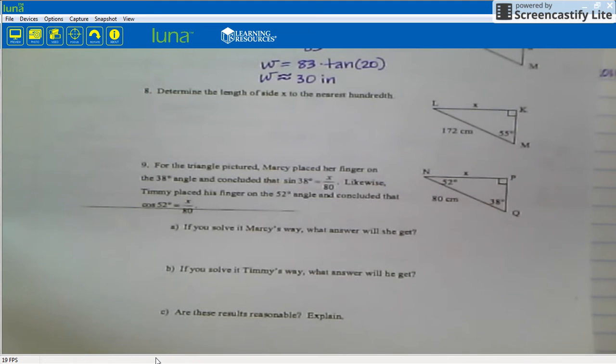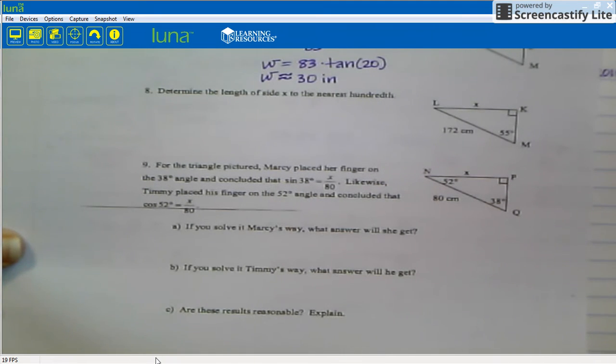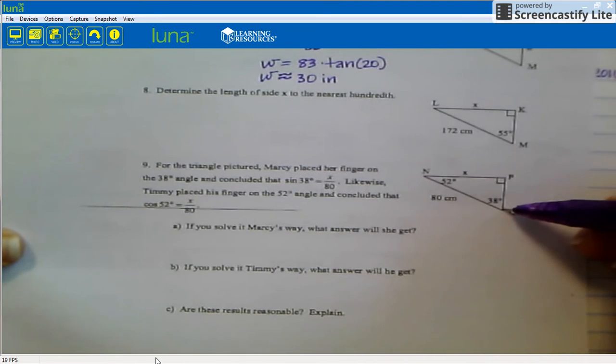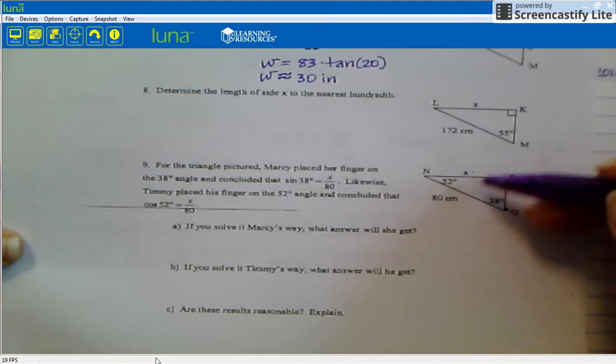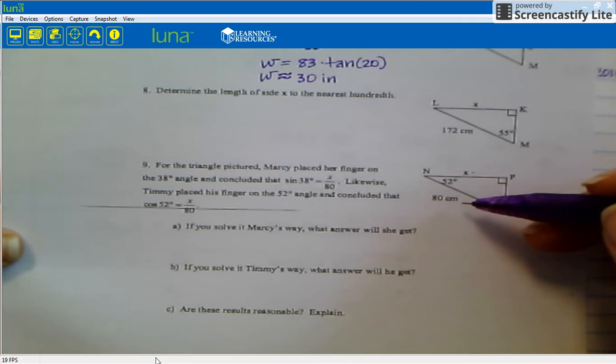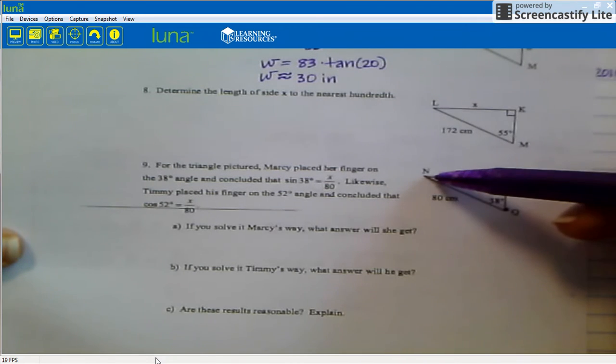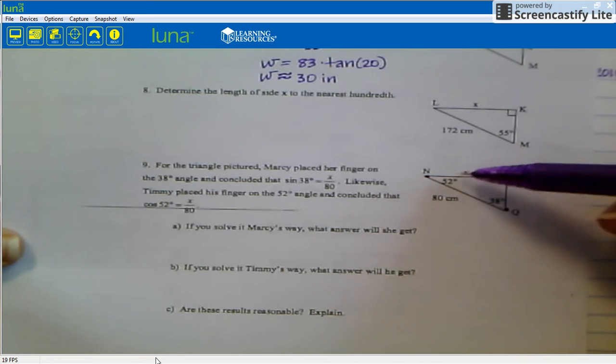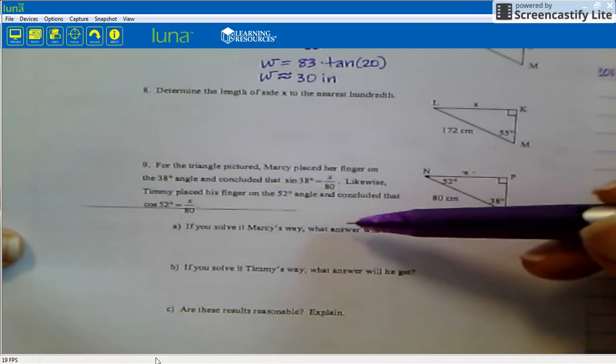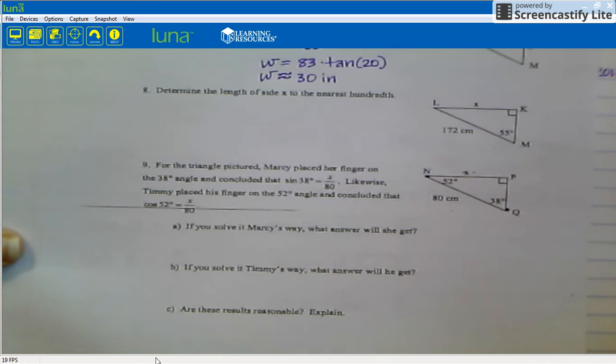It says, for the triangle pictured, Marcy placed her finger on the angle 38 and concluded that the sine of 38 is equal to x over 80. Timmy placed his finger on the 52-degree angle and concluded that the cosine of 52 is equal to x over 80. If you solve it Marcy's way, what answer will she get?